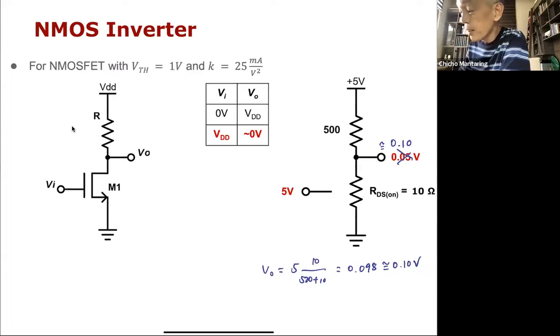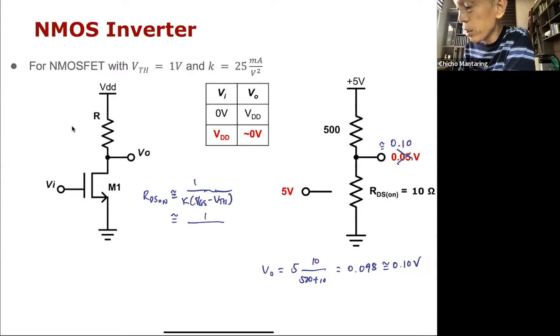Okay, actually, what is RDS on? In this particular case, RDS on is approximately equal to 1 over K times (VGS minus VTH). Now, VGS happens to be 5. So that's why we got 10. So this is approximately equal to 1 over 25m times (5 minus 1), which is 4. That's what we got, 10 ohms.